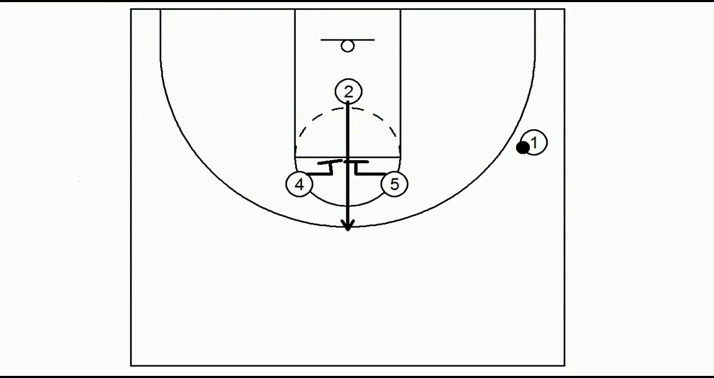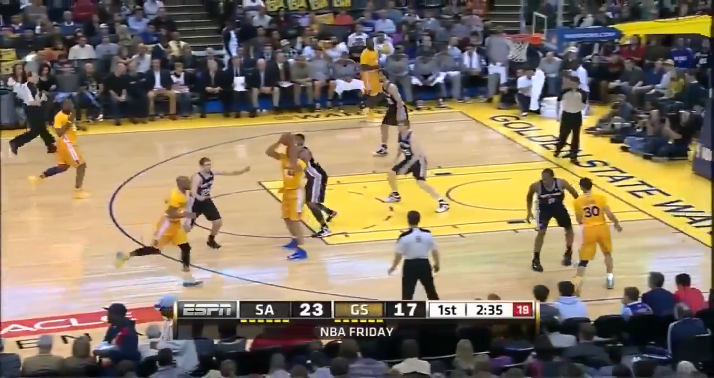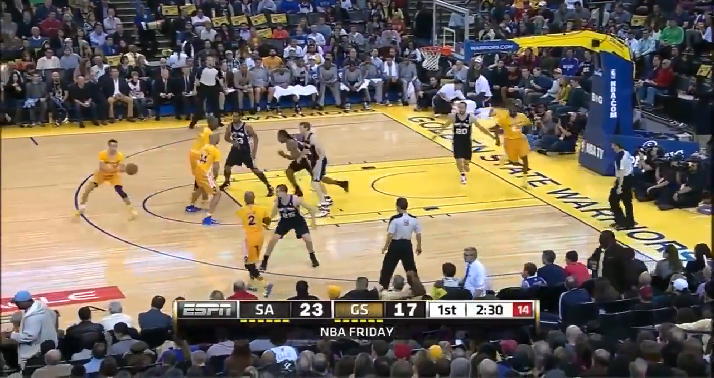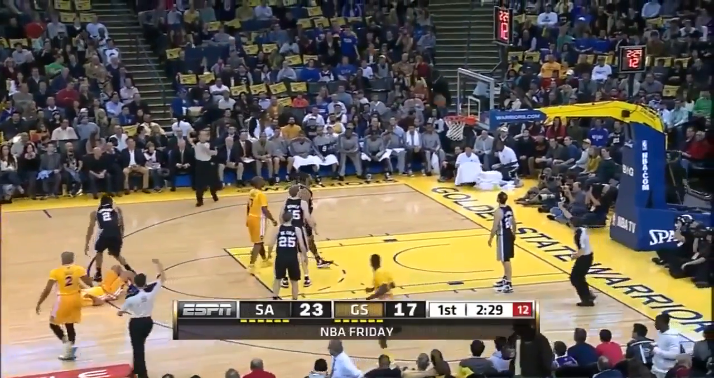This is when a player sprints between 2 of his teammates, and once 2 gets through, 4 and 5 immediately close the gap with the goal of shutting off a defender. You can run this out of any set with any kind of variations, but the basis is the same as Curry sprints through 2 of his teammates and hits a 3.